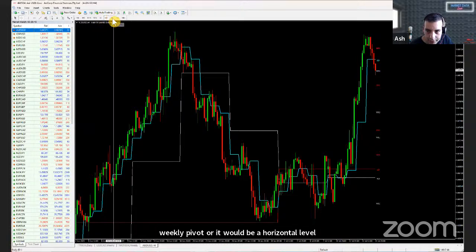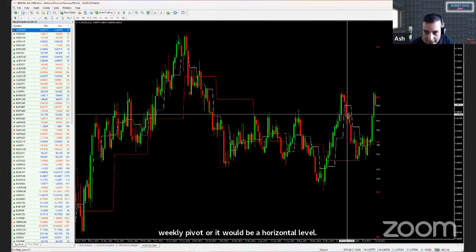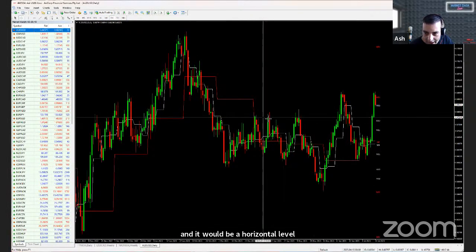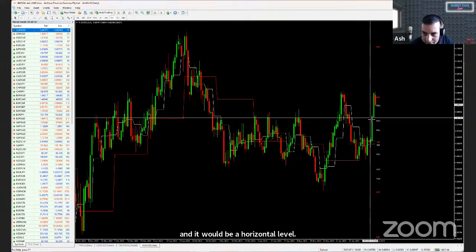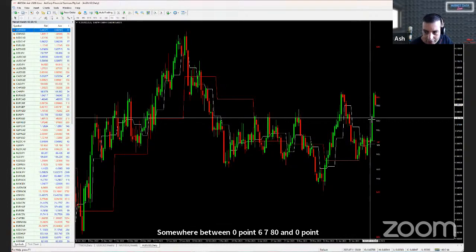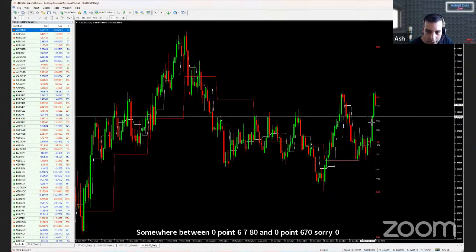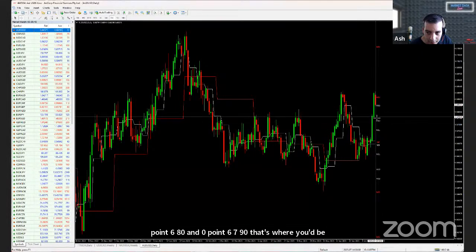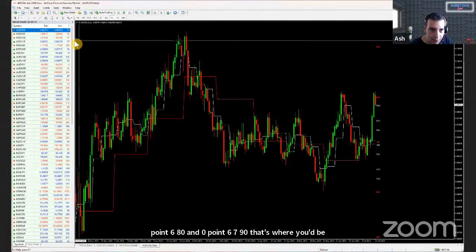And does that also happen on a daily? Yeah, it does. You can see it here. So that area there, somewhere between 0.6780 and 0.680 and 0.6790. That's where you'd be looking for a signal to move that to the upside.